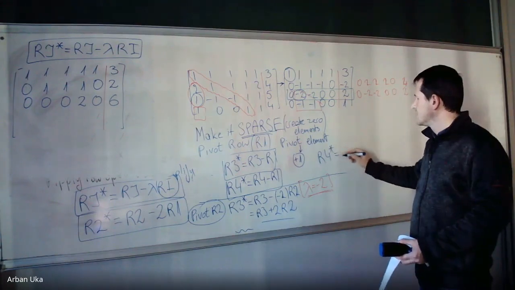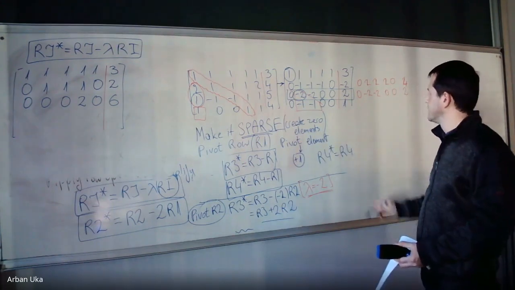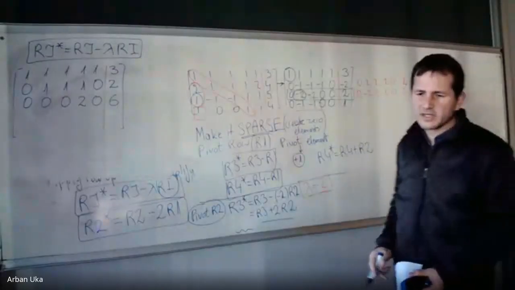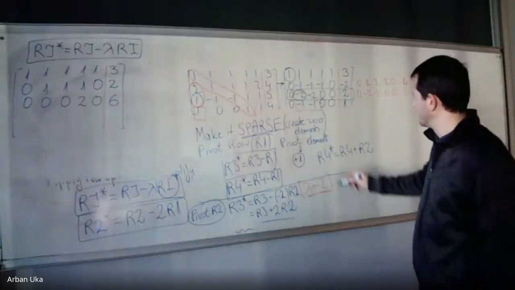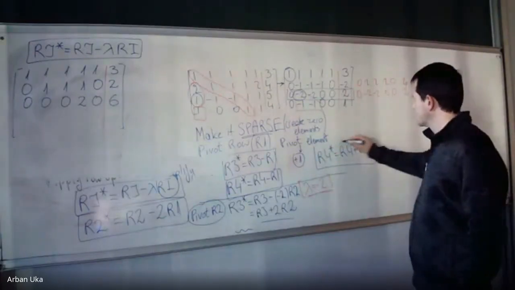R4 star is equal to R4 plus 2 R3, minus 2 R2, plus R2, right? Because the pivot row is still R2. So we use R2 as a pivot, and we get this next equation.